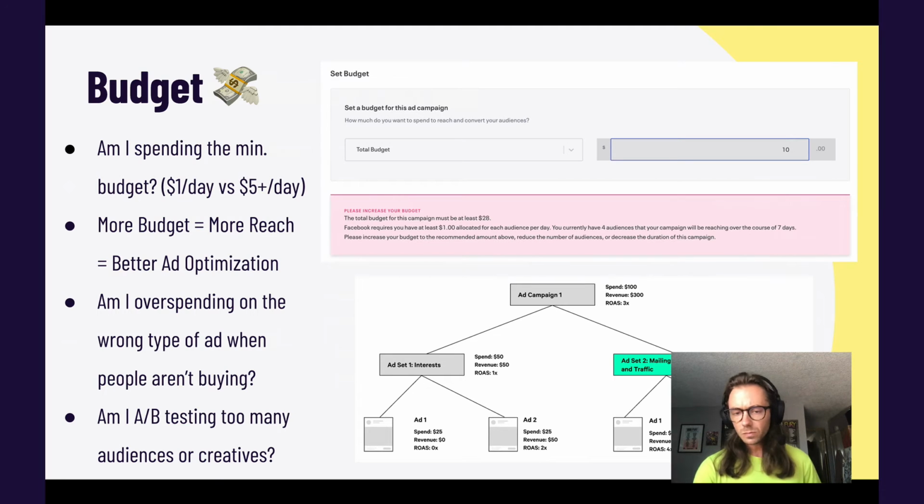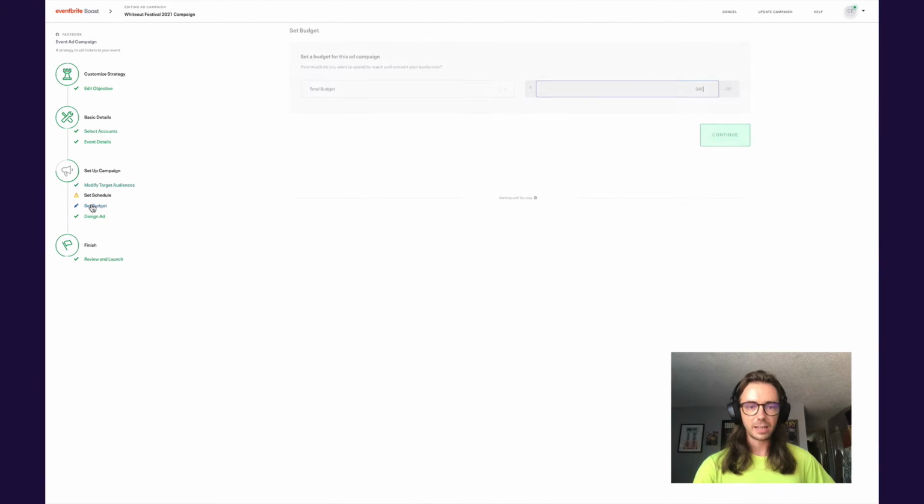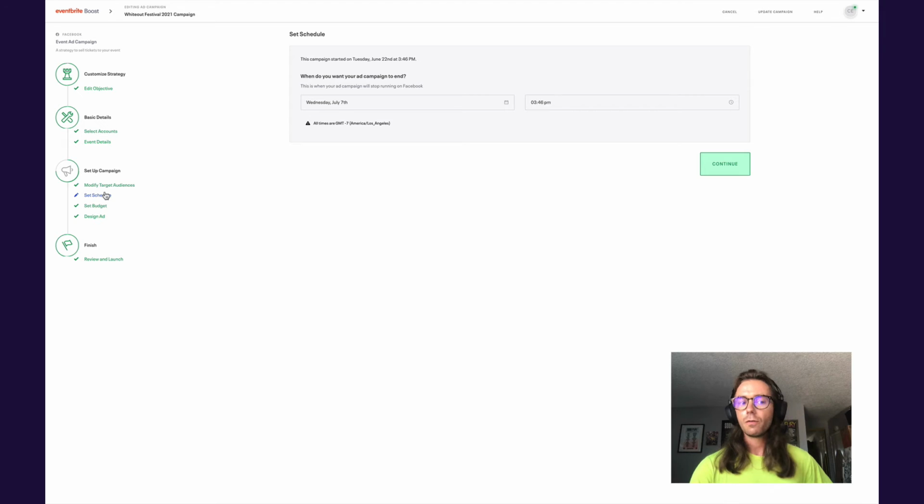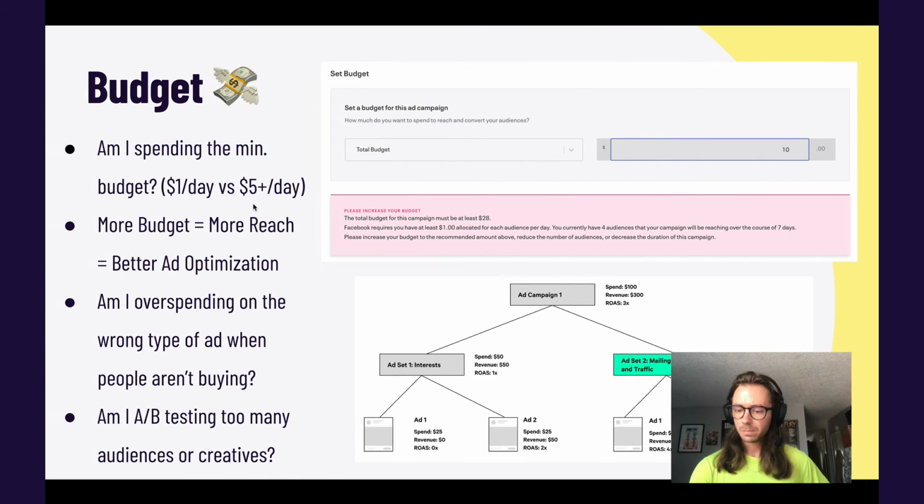So if we take a look at the budget that was allocated for this campaign, this creator spent close to $350 here, which is a pretty significant budget, definitely over that minimum budget for the campaign that was running right here.